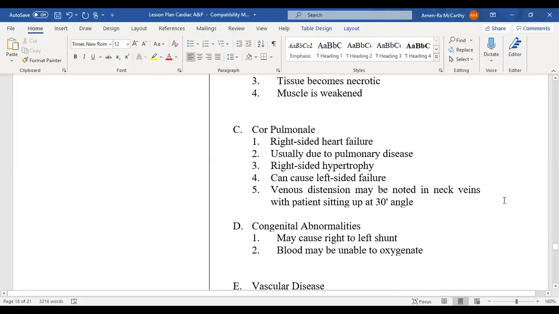All right. And we said the congenital abnormalities can cause a right to left shunt, or the blood may be unable to oxygenate because there comes some kind of congenital abnormality. Like the main one, the big one, is the transposition of the great vessels. You don't have to know that, but I'm just telling you, a congenital issue, a patient or baby is born with a congenital issue.